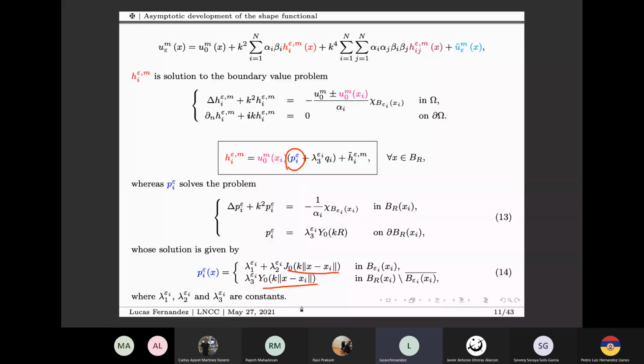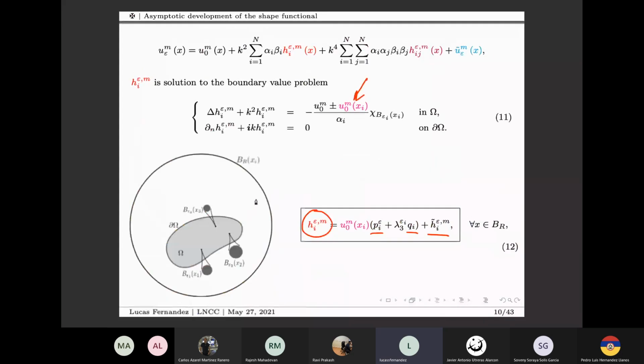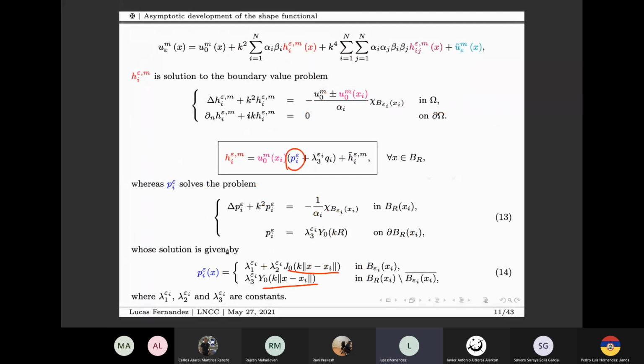So why were we able to solve problem 13? Because we have put the topologically perturbed domain inside a ball BR. By doing this, we could solve problem 13 using polar coordinates. Note that we have a solution for the case when x belongs to the b epsilon i ball, and another solution when x is outside this ball.